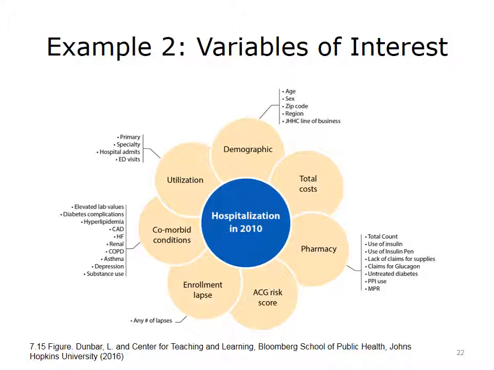In terms of utilization, what was the utilization of primary care visits, the number of visits, specialty care visits, the number and type of specialty care, hospital admissions, and ED visits? So these were all predictors that they developed from their 2009 dataset, and they looked at hospital utilization in 2010. So how well did these predictors predict hospitalization in 2010? Again, their statistical strategy was regression.